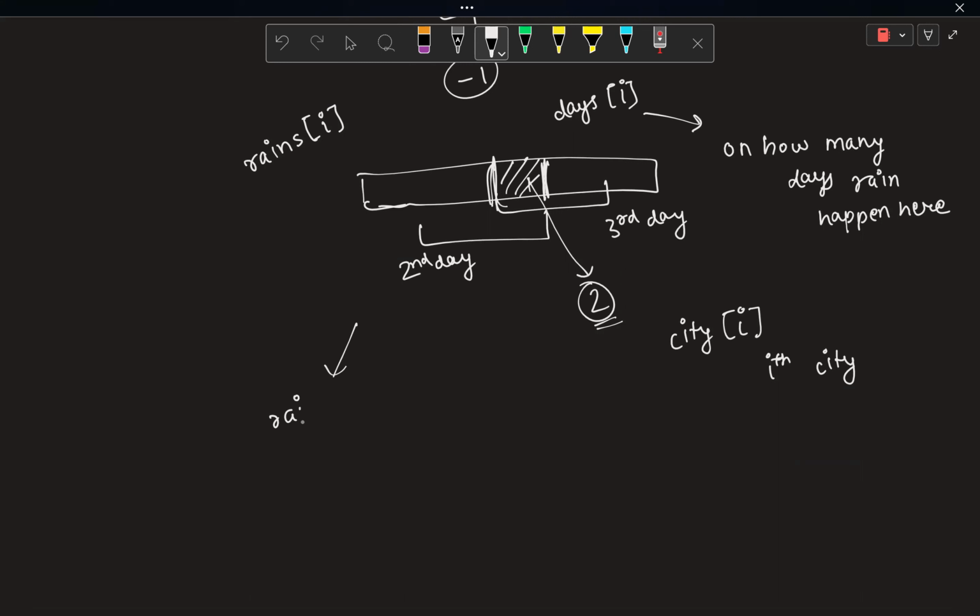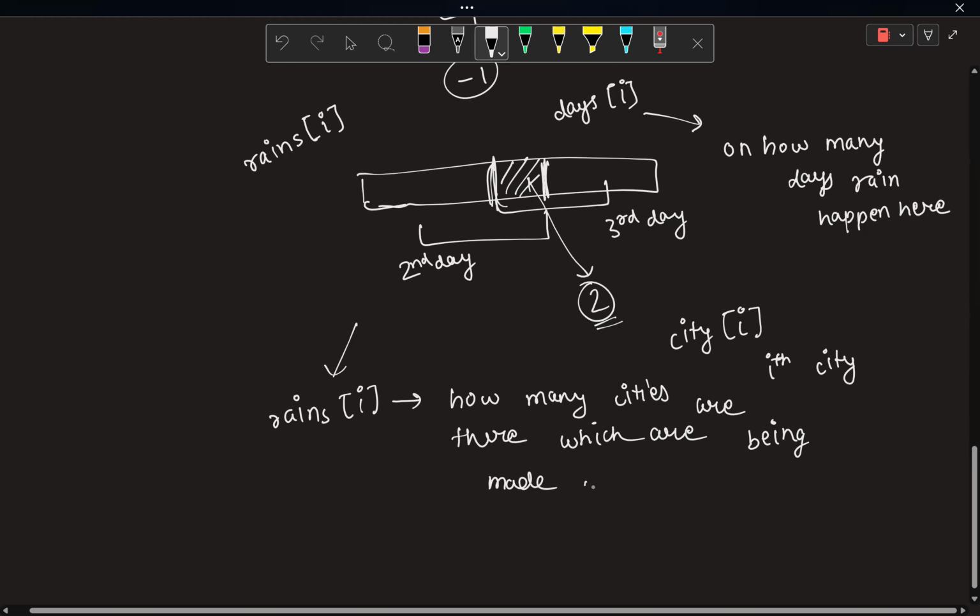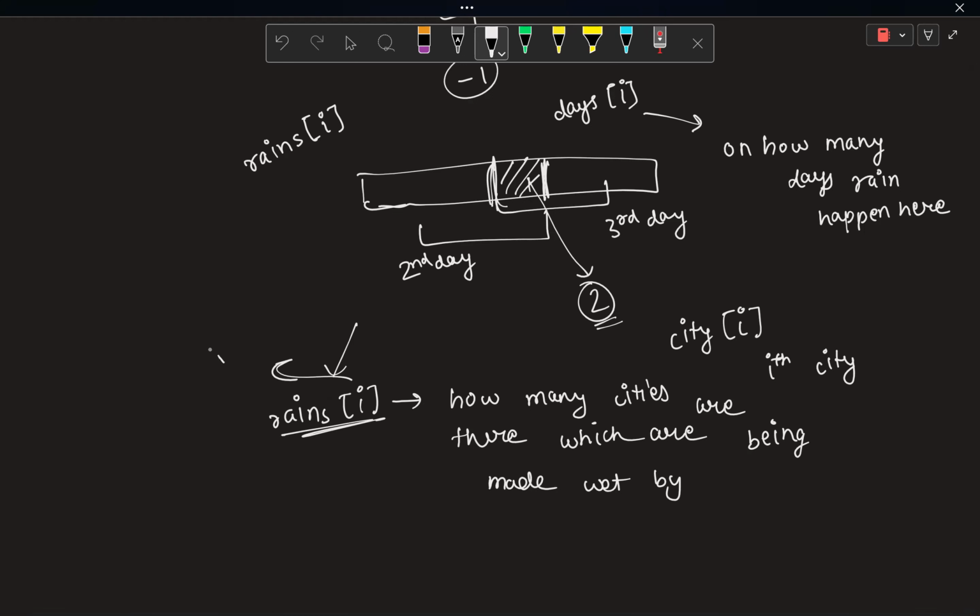Now let's say we have rains I as an array, which will tell how many cities are being made wet or rained on by the ith day. Here this I is telling about the ith day. So on the ith day, how many cities are there which are made wet only because of this day? If I prevent it, these cities will remain dry. If I could avoid rain on the second day, then these cities will actually be dry.